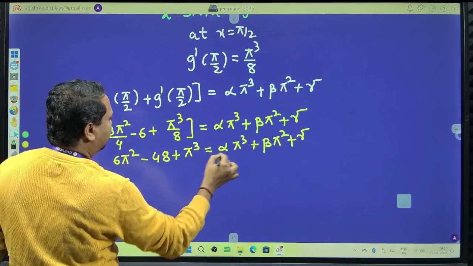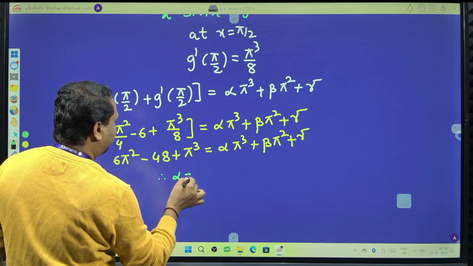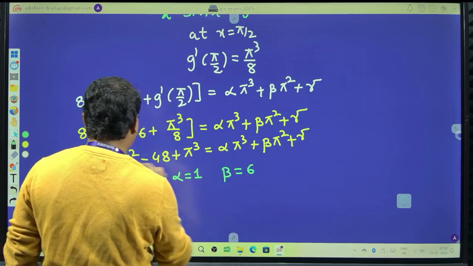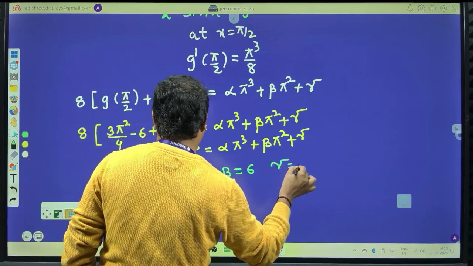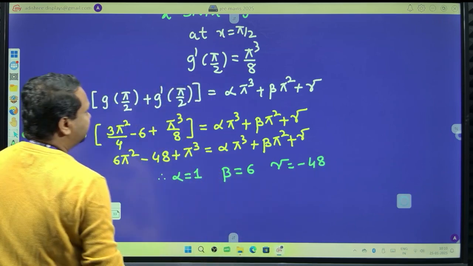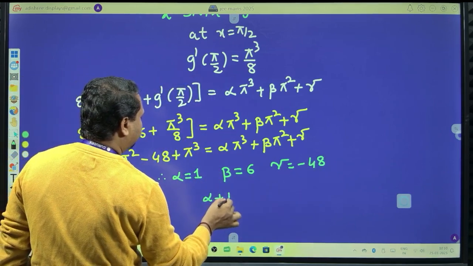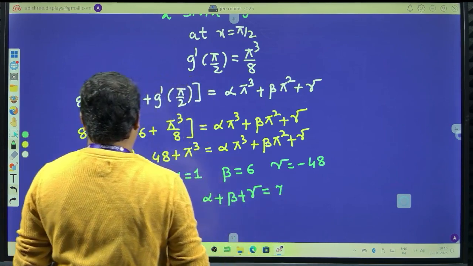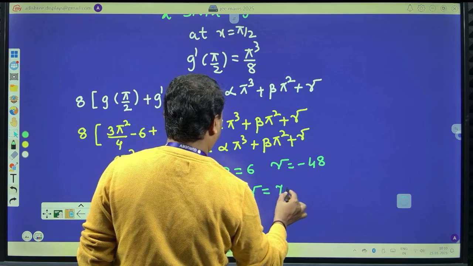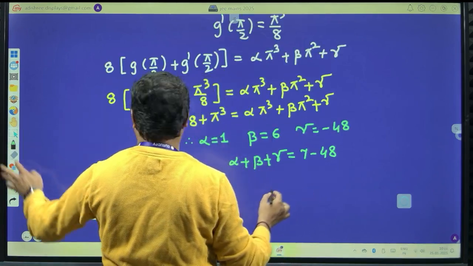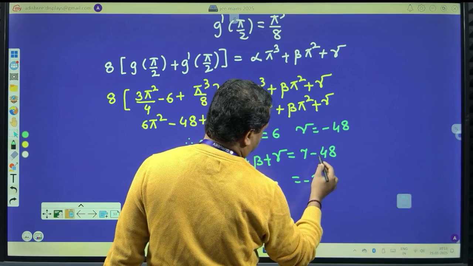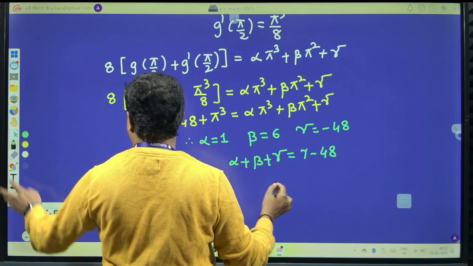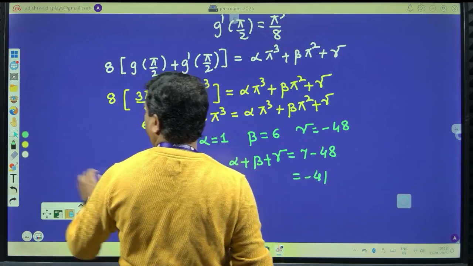Compare now. What is the alpha value? Comparing, the pi cube coefficient is 1. What is the beta value? 6. The pi square coefficient is 6. What is the gamma value? Minus 48. What is the question? Alpha plus beta plus gamma is equal to 1 plus 6 is 7, 7 minus 48, minus 41. I am getting the answer minus 41.